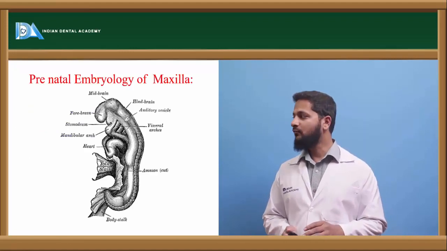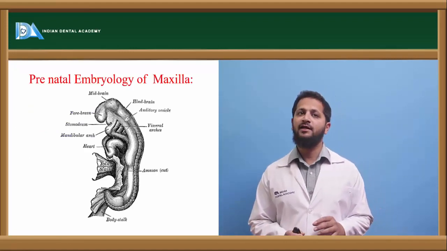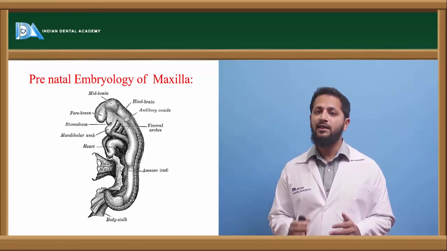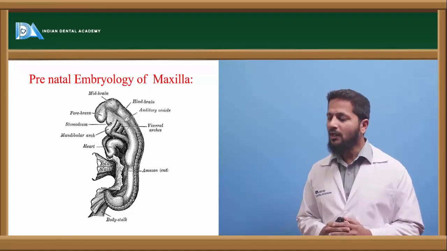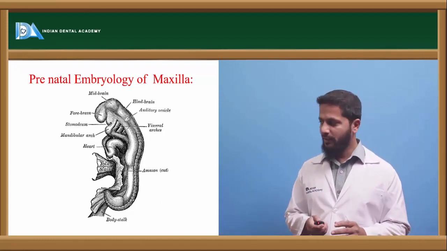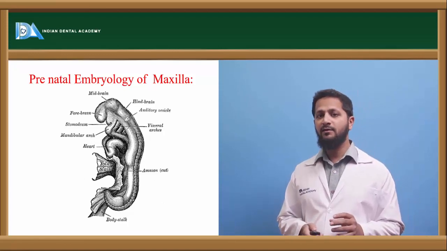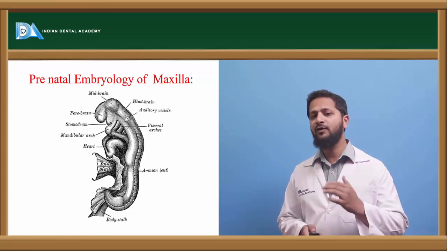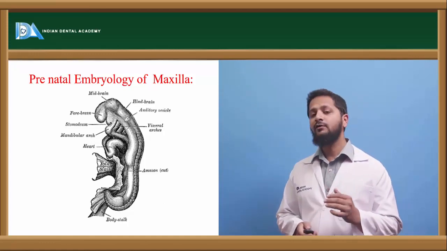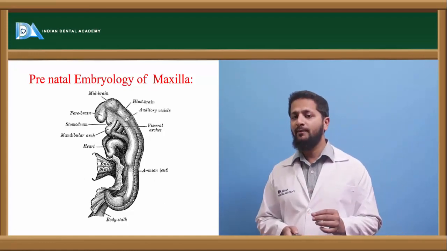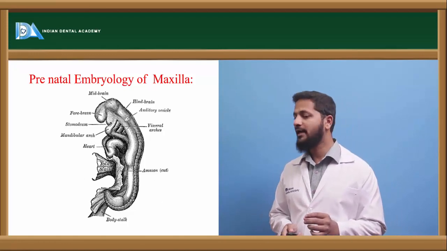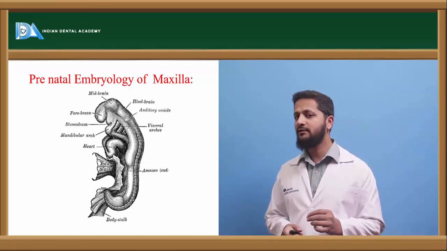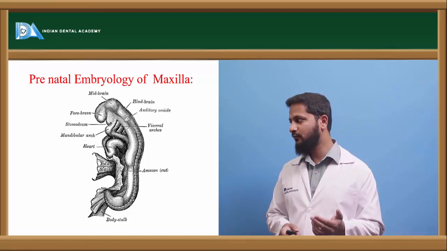Next, let us see the prenatal embryology of the maxilla, that is, how the maxilla is developed in the embryo. By about the 4th week of intrauterine life, a prominent bulge develops on the ventral aspect of the embryo. I repeat, by about the 4th week of intrauterine life, a prominent bulge develops on the ventral aspect of the embryo, which is called the forebrain.